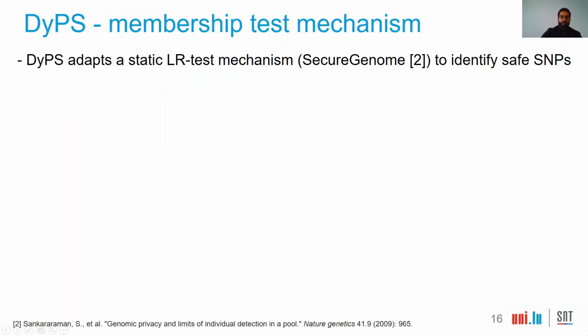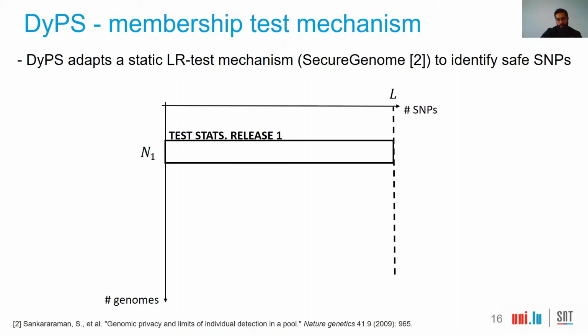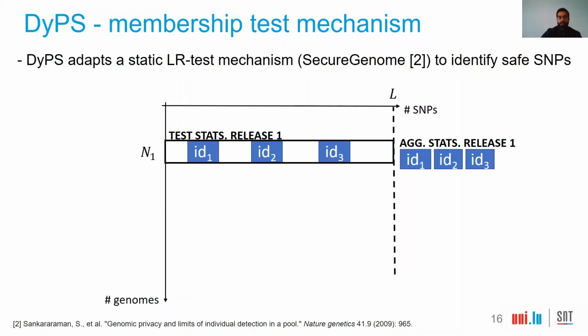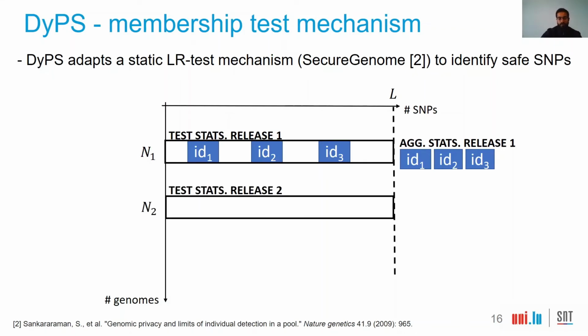Now I will explain how we adapted the state-of-the-art solution to protect releases against membership tests. First of all, we use SecureGenome, a tool to identify which SNPs can be safely released so that no individual can be identified as a participant in a study. It uses a likelihood ratio test mechanism. However, as we are assuming dynamic releases, we need to make sure that when releases are combined, the same SNPs are being released as well. For example, here we had the first release and we selected three SNPs, IDs 1, 2, and 3, to have aggregate statistics released.